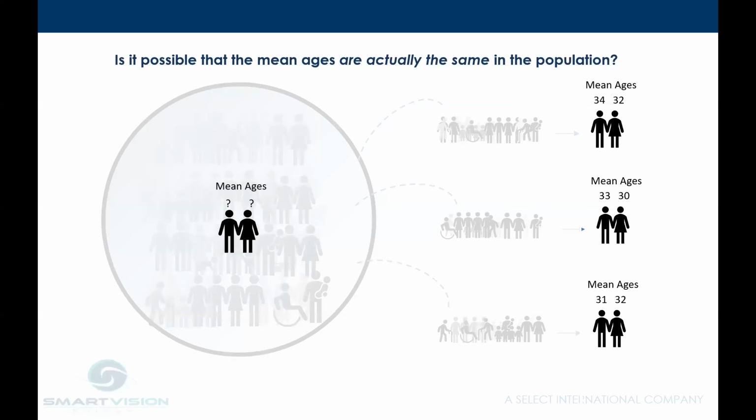Is it possible, for example, that the mean ages are actually the same in the population? We might start to ask these questions as we collect these data. We say, okay, look, here are the mean ages for men and women. Is it actually possible that this difference of 34 and 32, that in reality men are 32 and women are 32, and that's actually the mean ages, and that these differences we're observing are just artifacts of the fact that we're taking samples and not being able to find the true parameter values within the population?